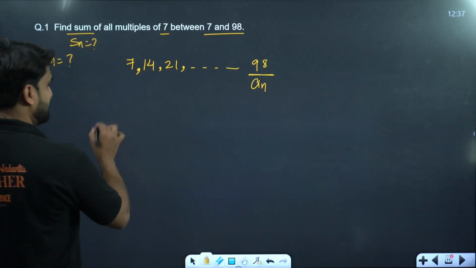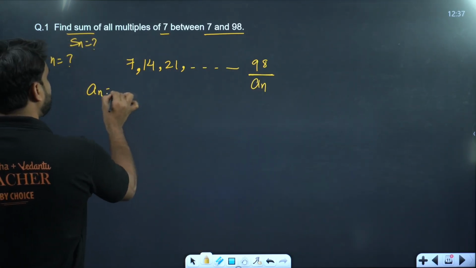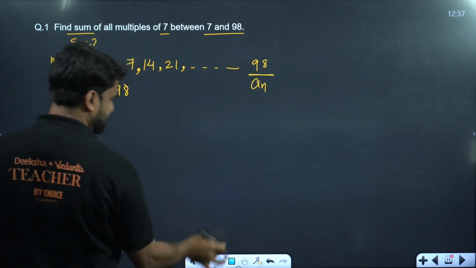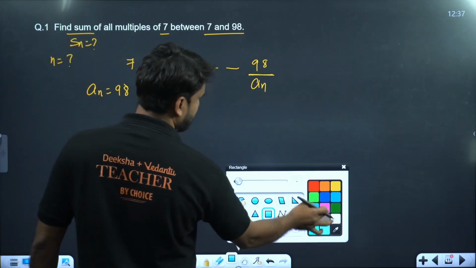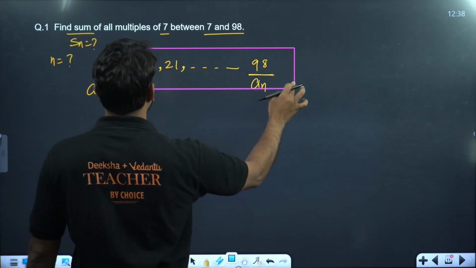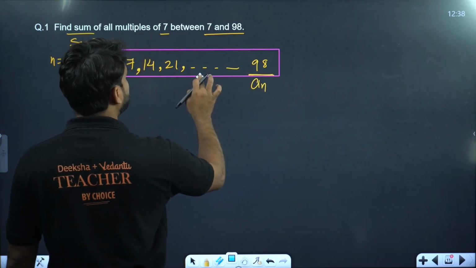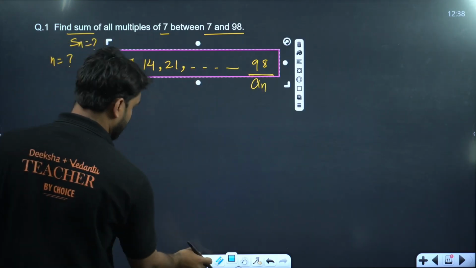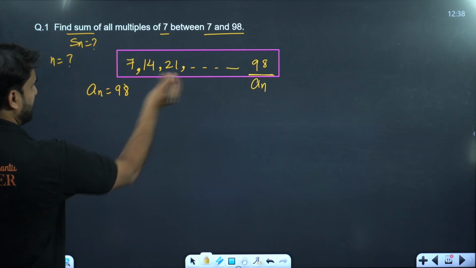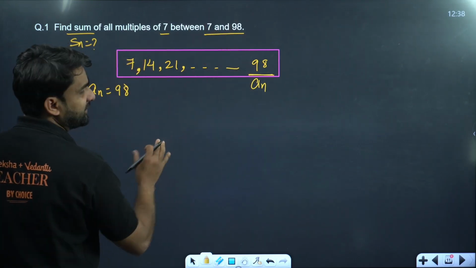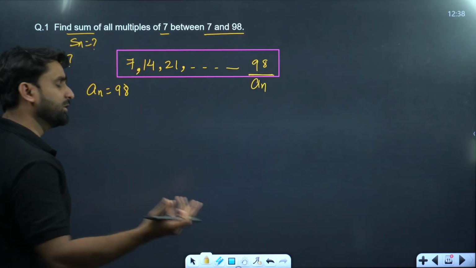So we can just write an is equal to 98. I hope this is clear to you. The arithmetic progression will be this, right everyone? 7, 14, because these numbers are all divisible by 7. Now an is equal to 98 because we want to calculate how many terms are there. So the position of 98 will give you the total number of terms.